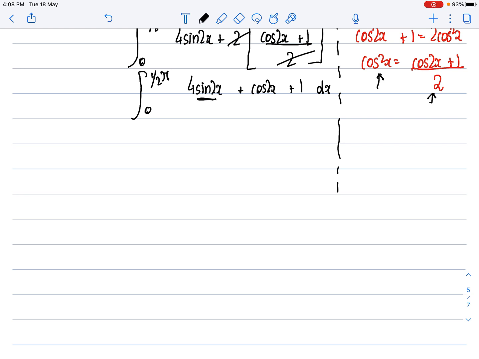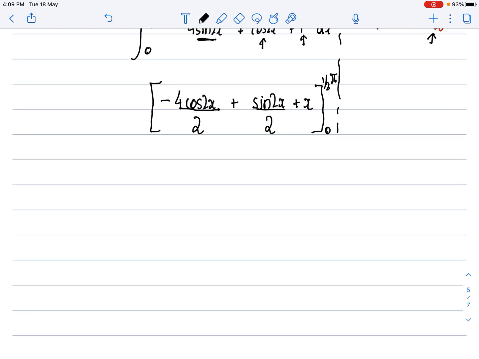Now the integration of sine 2x. For this you need to know the integration of sine, which is minus cos. So I can write this as minus 4 cos 2x over the coefficient of x, which is 2 here. Got it? Plus, now integration of cos 2x. The integration of cos is simple, sine. So that's sine 2x over the coefficient of x, which is 2. Got it? Plus the integration of 1, which is x, with the limits 0 and half pi.